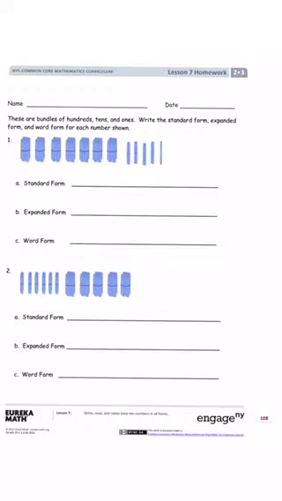We're going to look at the bundles of hundreds, tens, and ones, and write the standard form, expanded form, and word form for each number shown. So remember, these are our hundreds, these are our tens, and then these are represented as our ones. We're not going to do number 2, and let's flip over to the back.